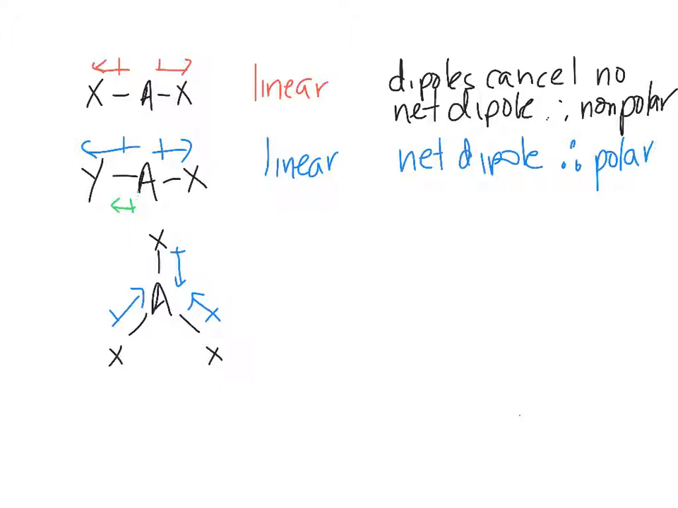What shape is this? You have to answer a question before. What shape is that? What shape does that make? A square? A triangle? A triangle. Are these in the same plane? Yeah. So it's trigonal planar, because it's in the plane of the paper.